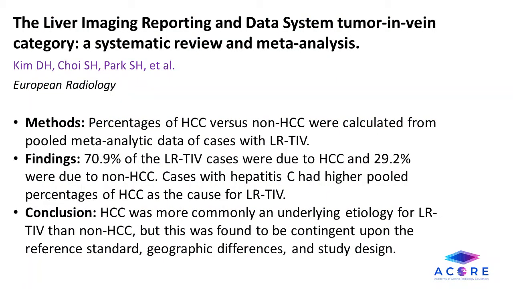In this study published in European Radiology, percentages of HCC versus non-HCC were calculated from pooled meta-analytic data of cases with LIRADS tumor in vein. 70.9% of these cases were due to HCC, while 29.2% were due to non-HCC. Cases with hepatitis C of note had higher pooled percentages of HCC as the underlying cause for the tumor in vein.